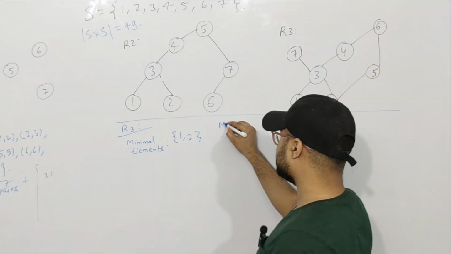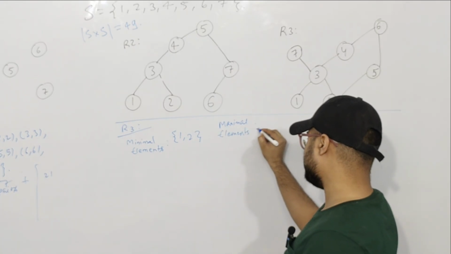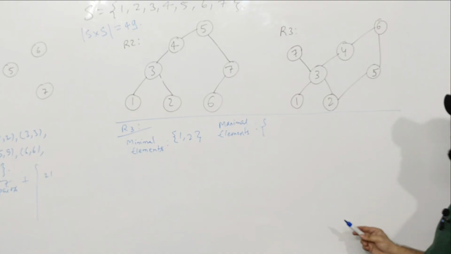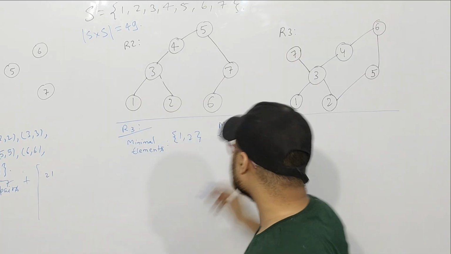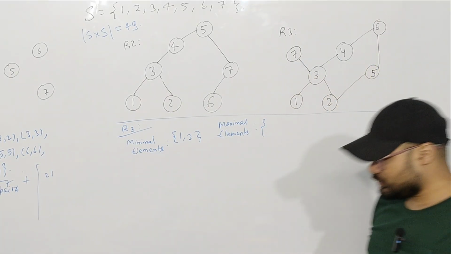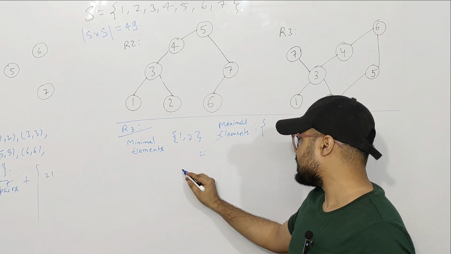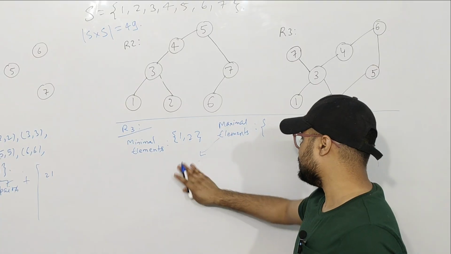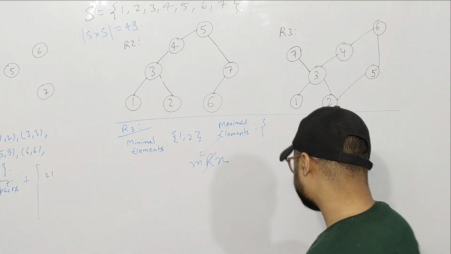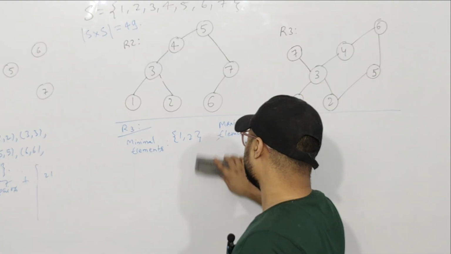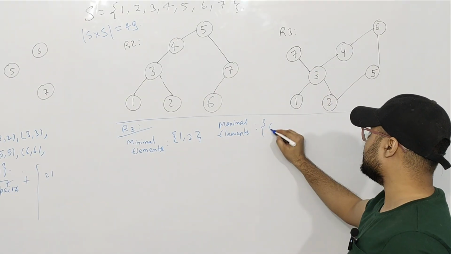Okay. What are the maximal elements? So what is the maximal element? From that element there is no upward path to any other element. Such an element is 7, and such an element is 6. To define a maximal element, there does not exist any x such that, if m is your maximal element, then m is related to x. So 6 and 7 are your maximal elements.